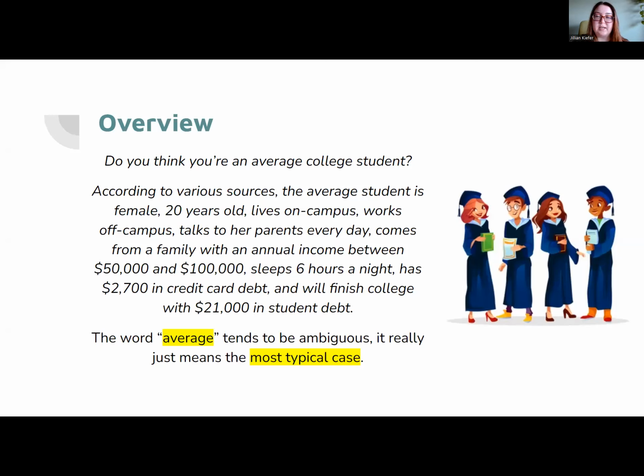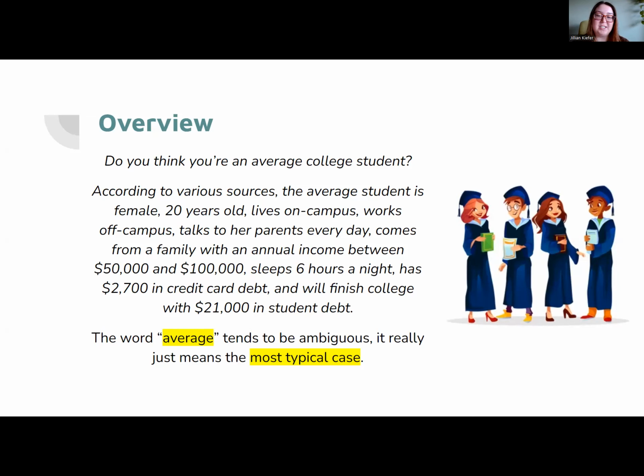According to various sources, the average college student is a female, 20 years old, lives on campus, works off campus, talks to her parents every day, comes from a family of an annual income between $50,000 and $100,000, sleeps 6 nights a week, has $2,700 in credit card debt, and will finish college with $21,000 in student debt. So, do you think you're the average college student?